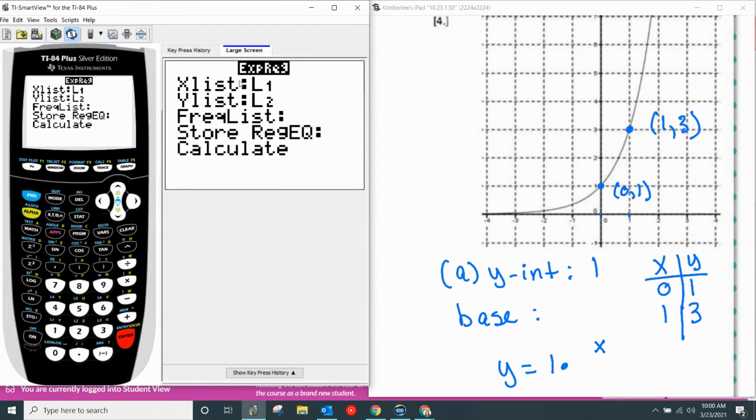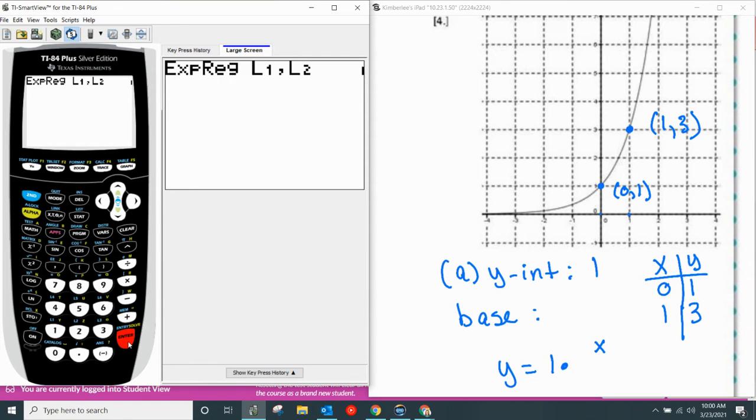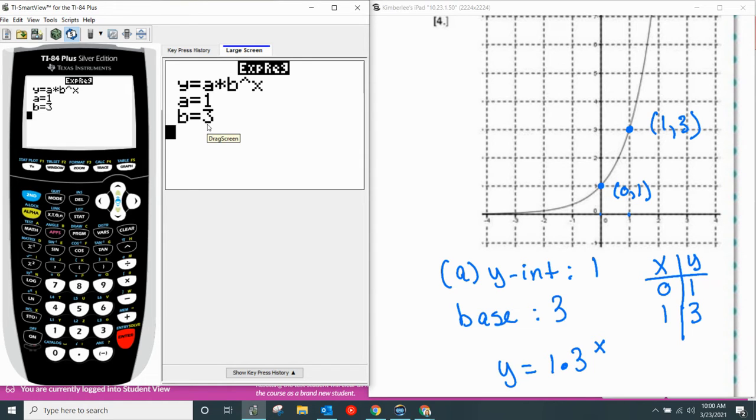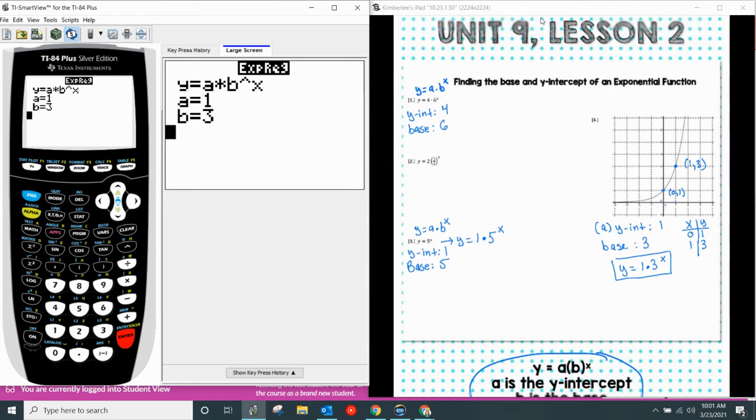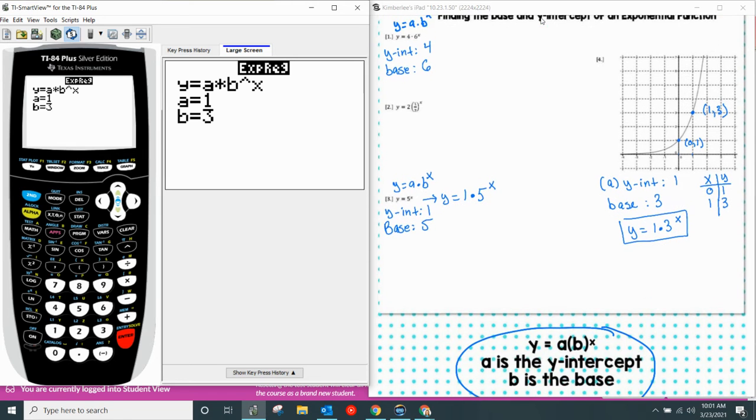And we want to calculate an exponential regression. So you go down to calculate. Boom. It's giving me the A value, which is 1, which is what we already said it was. And it says my B value is 3. So my base is 3. So I've just written the equation, which I wasn't even asked to do, but it was easy because the calculator told me it's A times your base raised to the power of X. So our y-intercept is 1 and our base is 3. So if you've been given a graph, that's the best way. Find 2 points and let the calculator do the work for you.